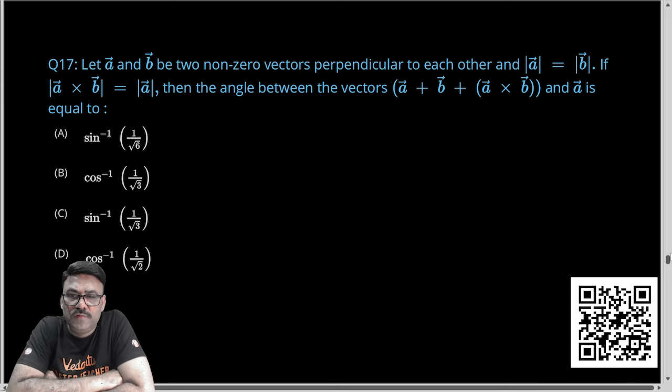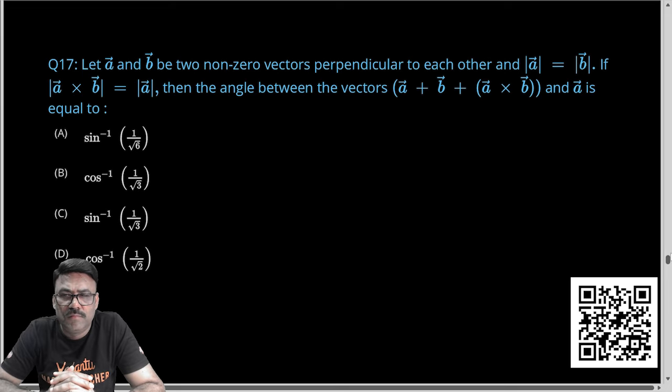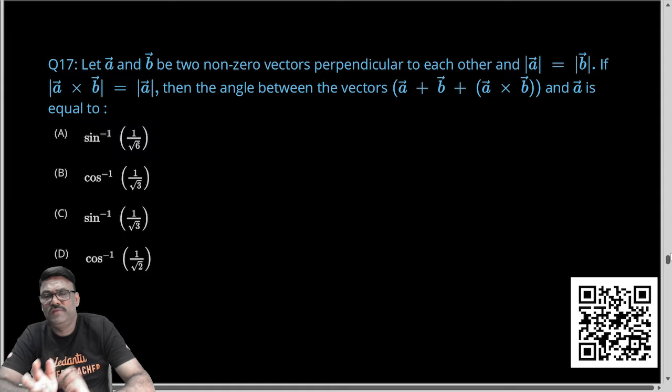A and B are two non-zero vectors perpendicular to each other. Mod A is mod B, and mod A cross B is mod A. Then what will be the angle between the vectors A plus B plus A cross B and A? It is given that A and B are perpendicular with the same modulus, so you can assume A as i, B as j, so mod of A cross B will be 1.